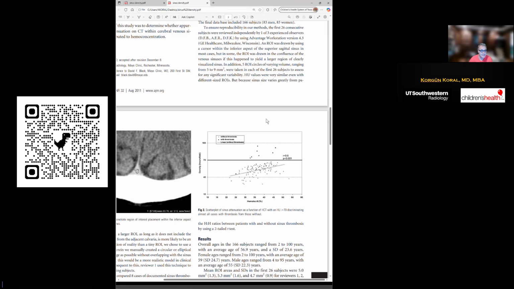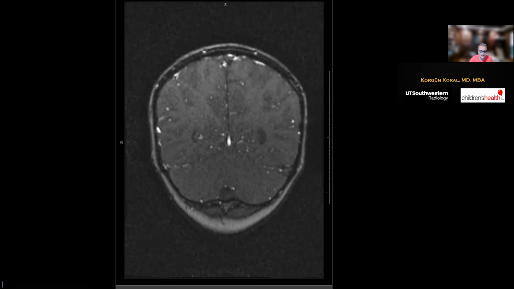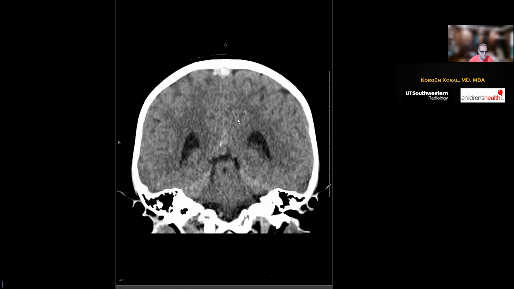This is a study done both in children and adults, mostly adults. But in my experience, these numbers usually work. So if we go back and measure the density of the thrombosed superior sagittal sinus, in this case, it is a little higher than 70, at 73. Well, that helps, but we don't just look at the density of the sinus. We should also look at the homogeneity of the density throughout the venous structures, and also the size of the dural venous sinuses. So let's look at another case.